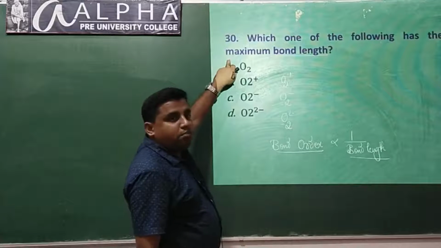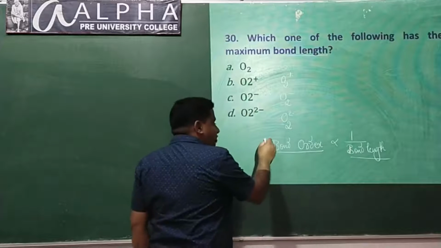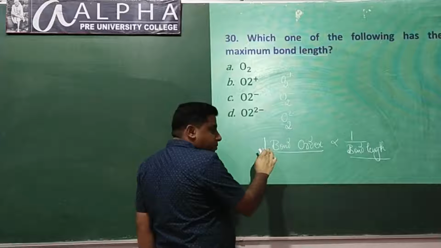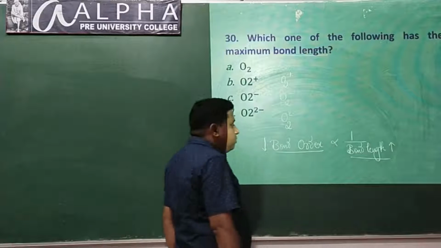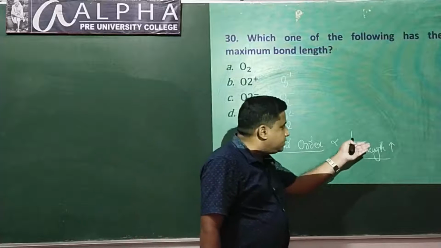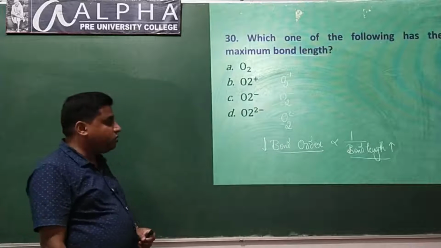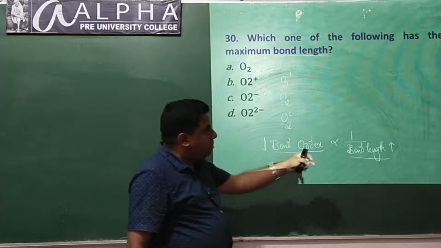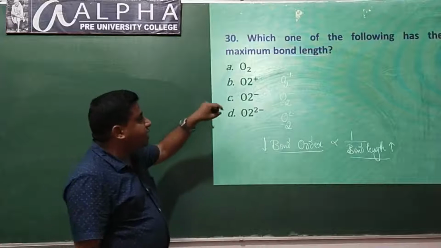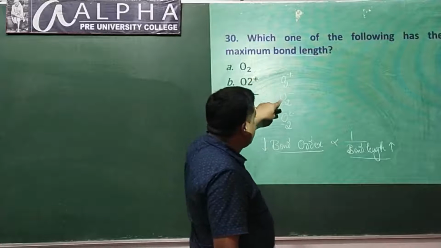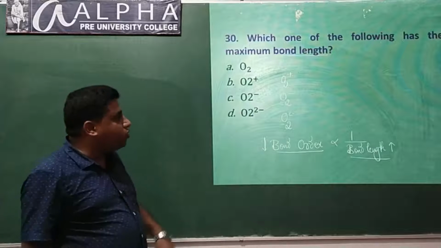When do you say that the bond length is maximum? When you have minimum bond order. Minimum bond order, maximum bond length. Understood? So let us calculate the bond order of these species. How do we calculate it?